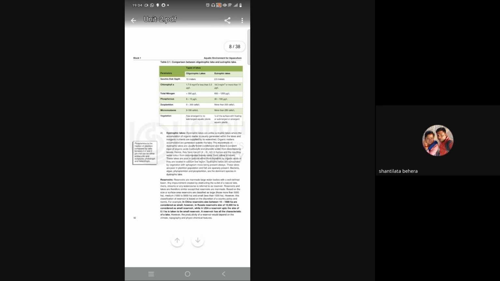So this is all about the lakes. Another type of inland fishery system is your reservoir. So reservoirs are man-made large water bodies with a well-defined basin. So when we ourselves make a water body, like we make a pond ourselves, okay, for the cultivation of fish.